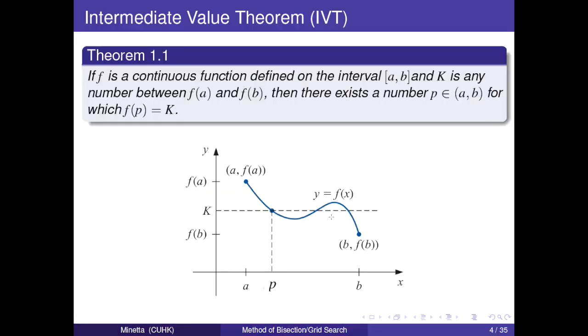To know it clearly, we need to know two theorems. First is the intermediate value theorem. We see in this picture, if f is a continuous function defined on interval [a, b], and k is any number between f(a) and f(b), then there exists a number p in interval [a, b], for which f(p) equals k.